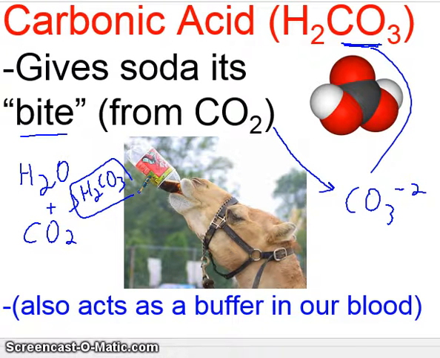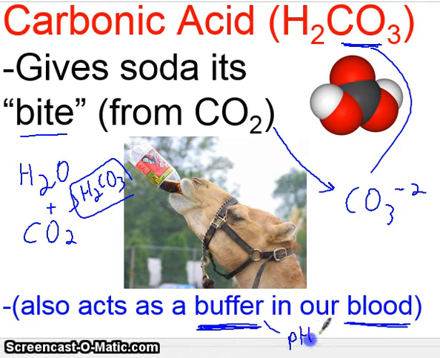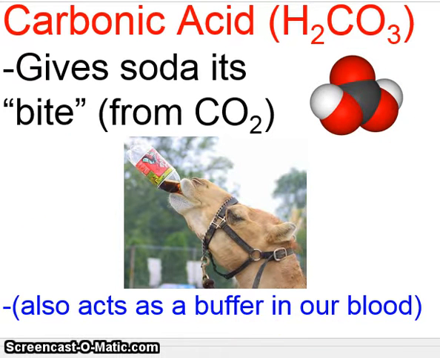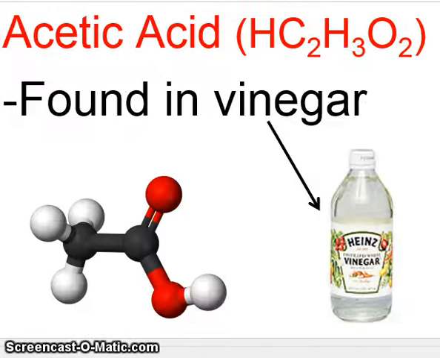So it's also extremely important in our bodies. It's found in our blood, and it acts as what's called a buffer. And a buffer keeps the pH steady. We're going to talk about pH in the next few lessons. It does not allow pH to change. That's the idea. That's what a buffer does. So carbonic acid, and lastly, acetic acid.